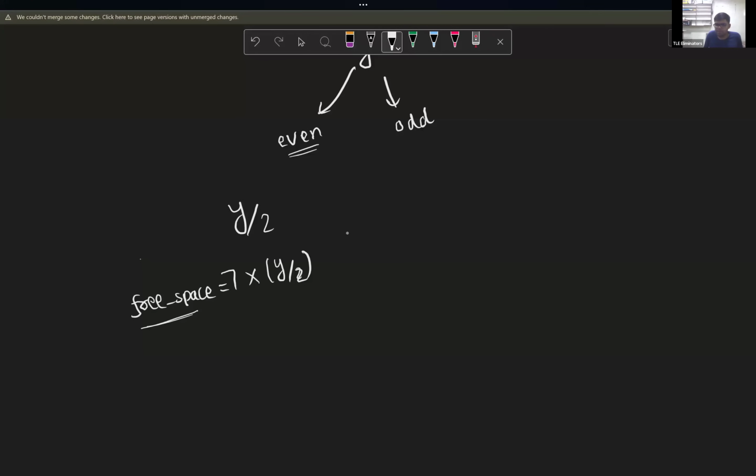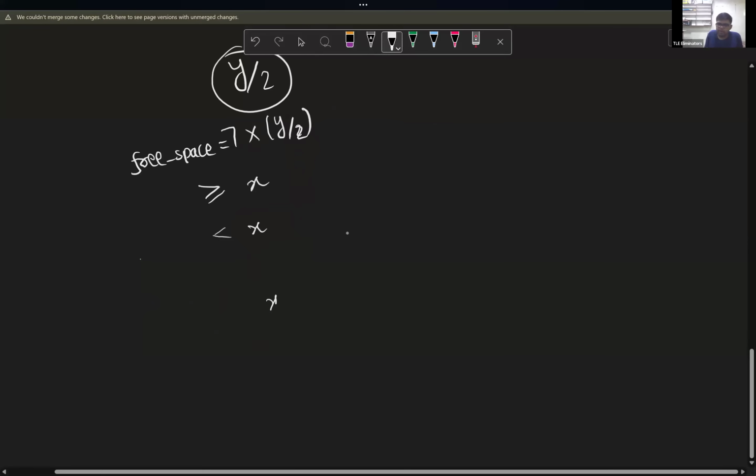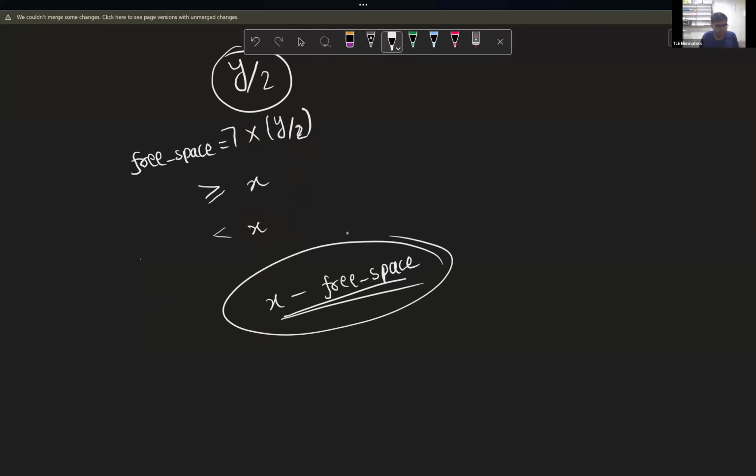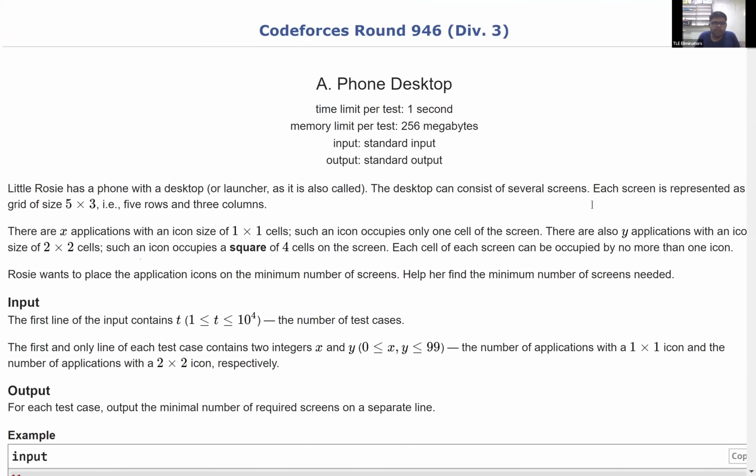So from this free space variable, you can just subtract, or maybe like you have this much space now. So in case this free space is greater than or equal to x, then this Y by 2 is your answer. Otherwise, in case x is greater than this free space, then you will require x minus free space, this many more blocks, and in every page or in every screen, you will be getting 15 slots, or maybe 15 blocks, or whatever word they use there. They use the word, okay, 15 cells. You will be getting 15 cells, right?